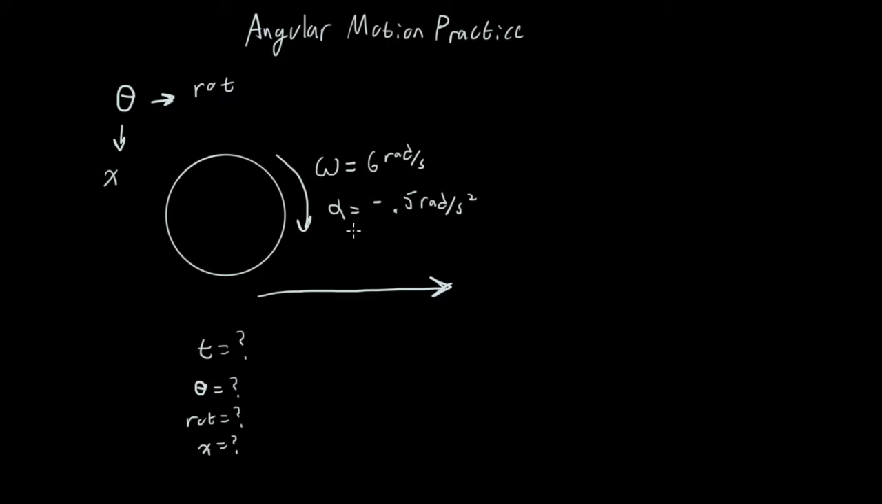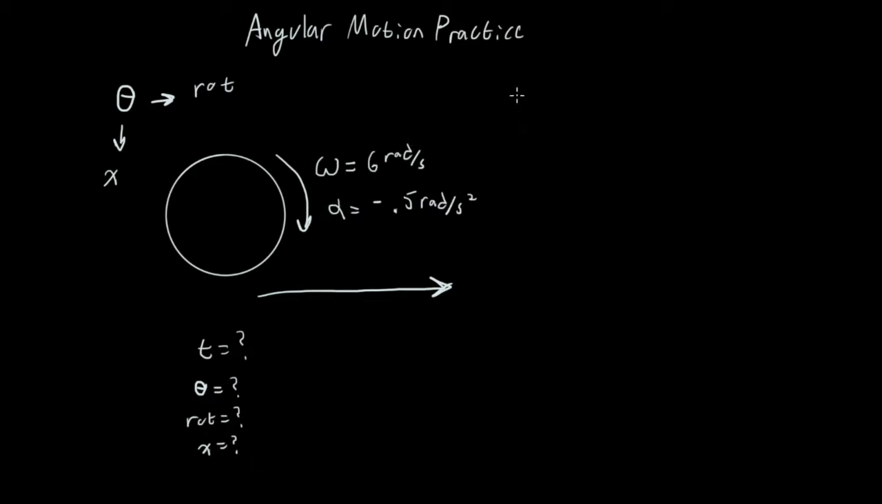So in this problem, we've just got a hoop, just some kind of circle, moving with an angular velocity of 6 radians per second and decelerating at 0.5 radians per second squared. What we want to know is, how long does it take to come to a stop? How many radians does it travel? How many rotations does it make? And how far does it travel linearly?